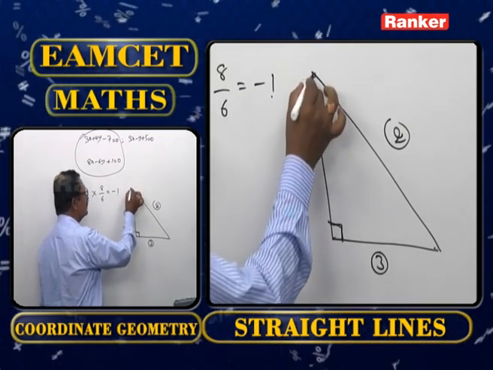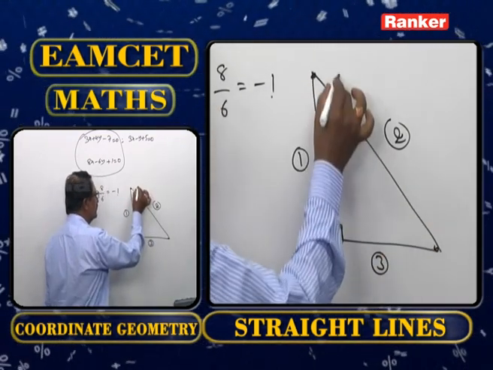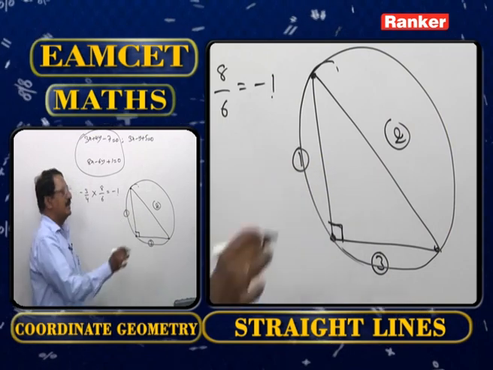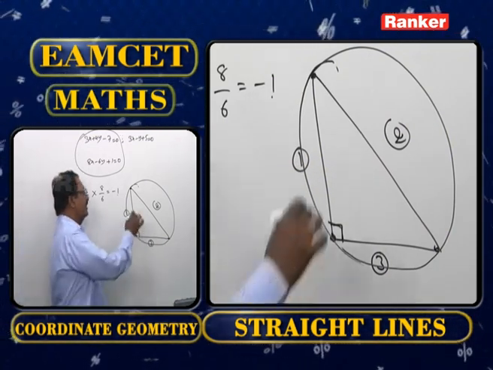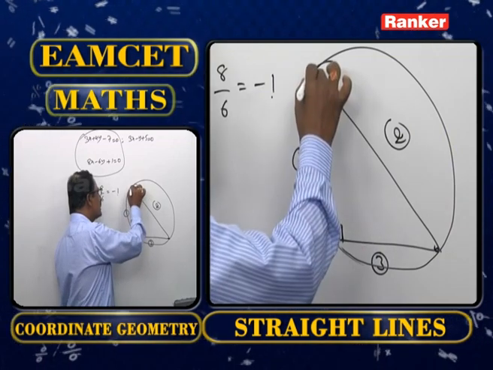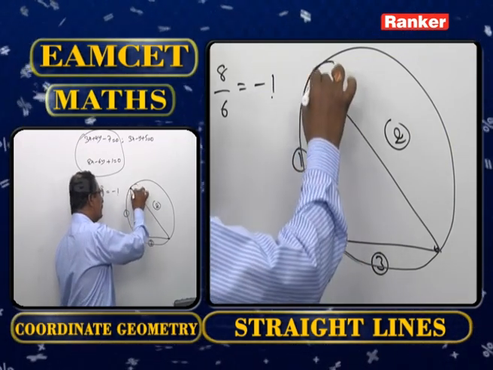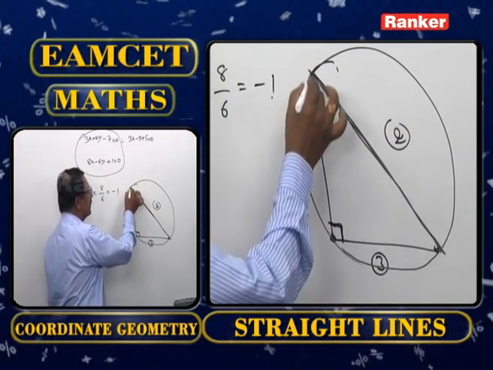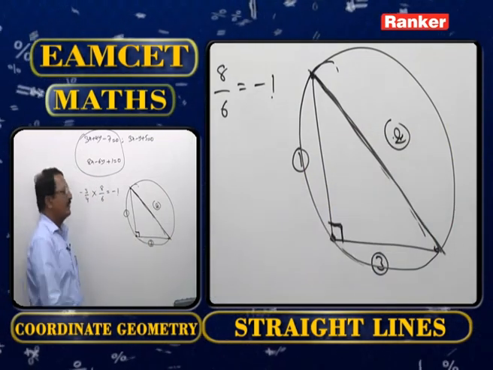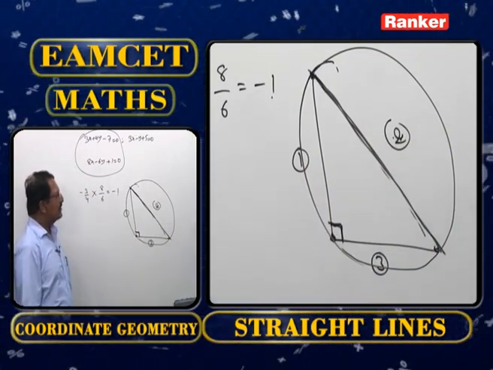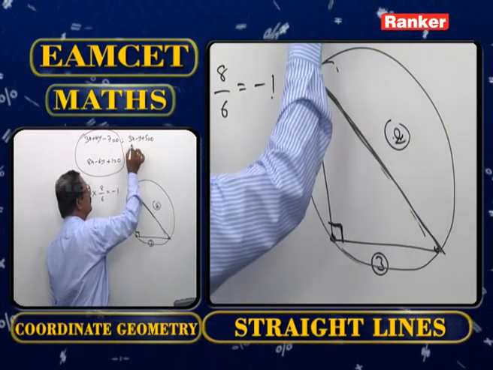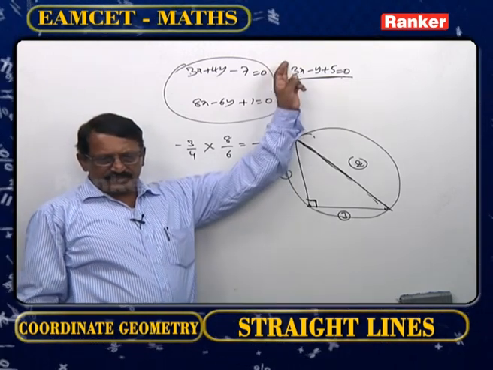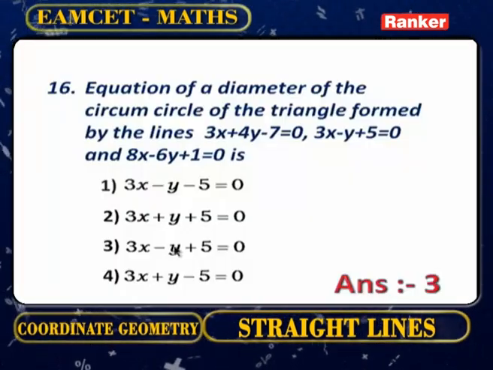Now, if a circle passes through the three vertices of a triangle, then that circle is called the circumcircle of the triangle. Now, angle in a semicircle is a right angle, so the hypotenuse of a right angle triangle is the diameter of the circumcircle. Now, the required equation of the diameter is nothing but 3x - y + 5 = 0. Third option.